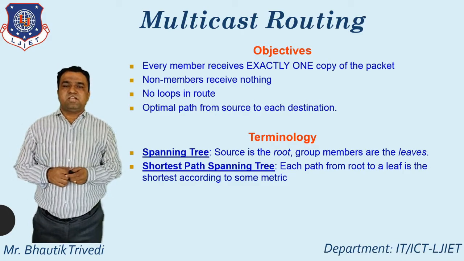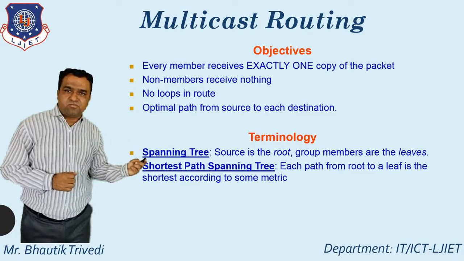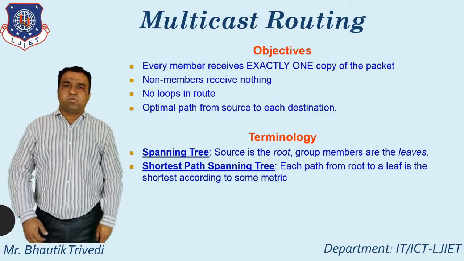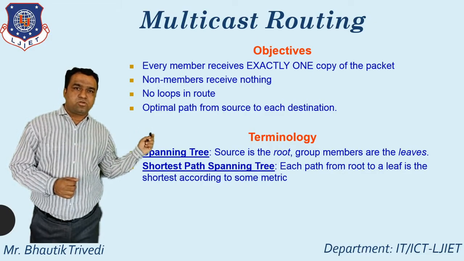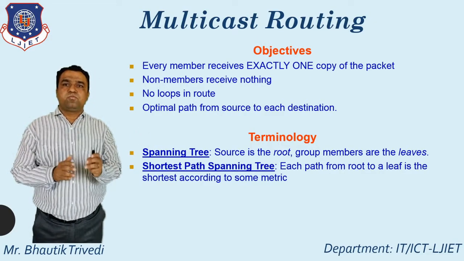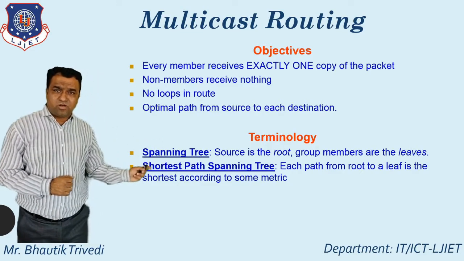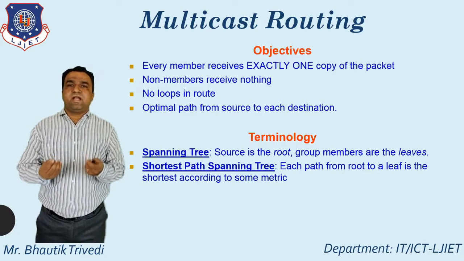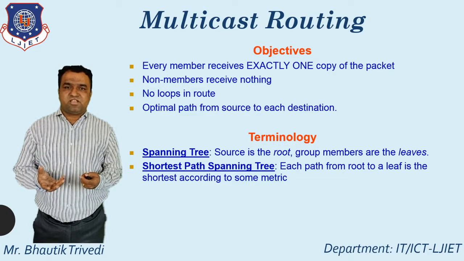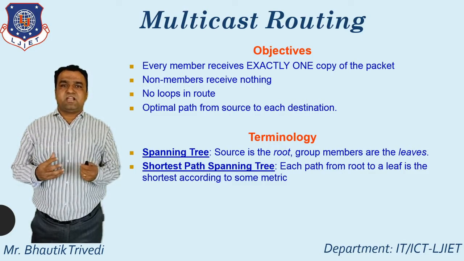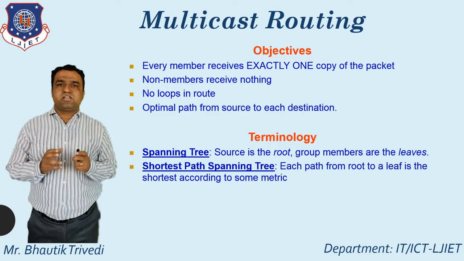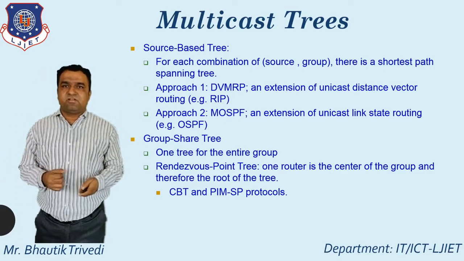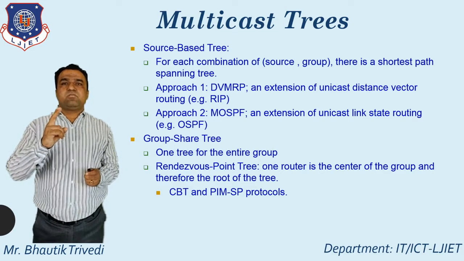Which terminology can be used with multicast routing? First one is known as a spanning tree, and second one is a shortest path spanning tree. Spanning tree means what? Source is the root and group members are the leaf nodes. That is for the spanning tree. And shortest path spanning tree means each path from the root to the leaf is the shortest according to some metric. What is the meaning of metric here? Metric can be a distance, or a weight. According to that, you can create a spanning tree, and that is known as a shortest path spanning tree. After that, if you want to design the multicast tree in networking, there are two ways for that.